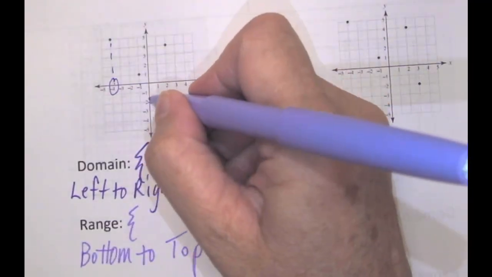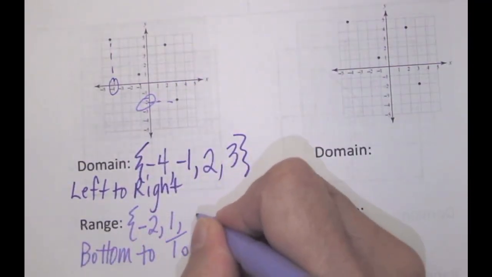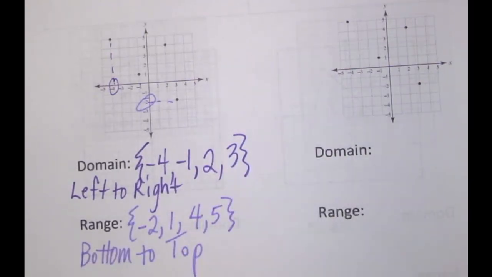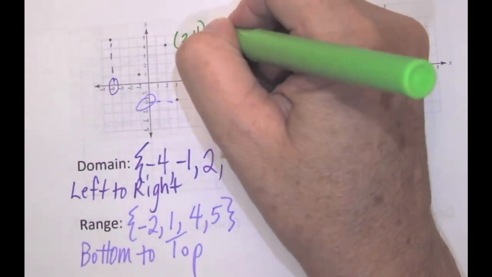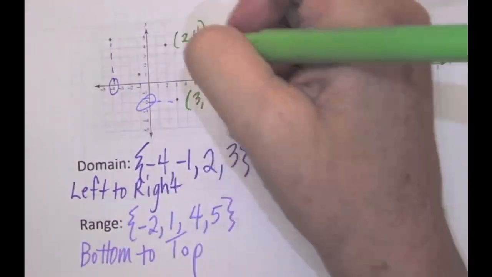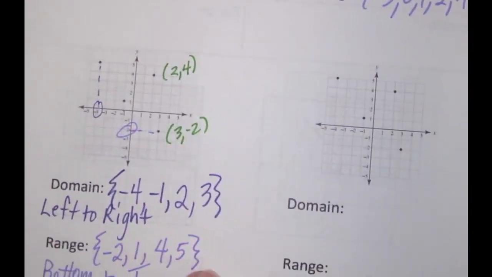So look at the y values. I go from -2 to 1 to 4 to 5. If this confuses you, I know some people get really confused reading the graph, just name your points. And then you have your x's and y's to list. And I think we'll stop there.